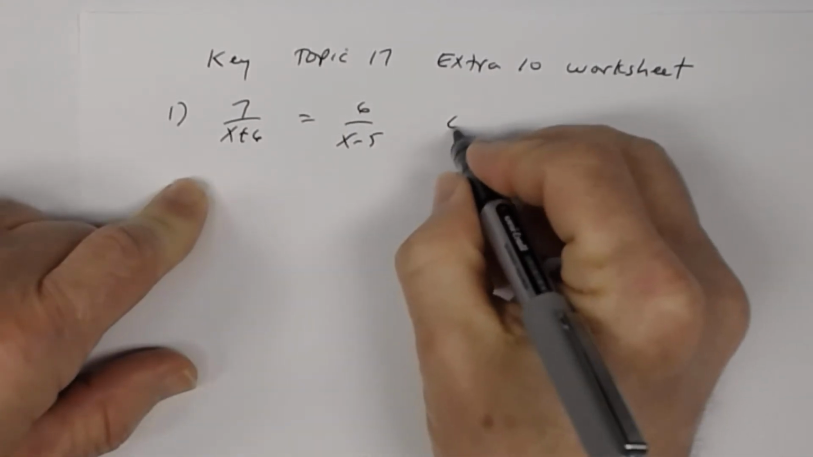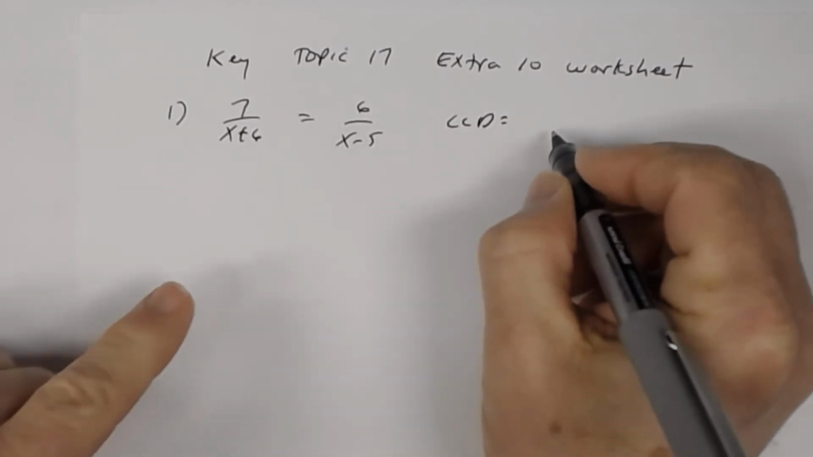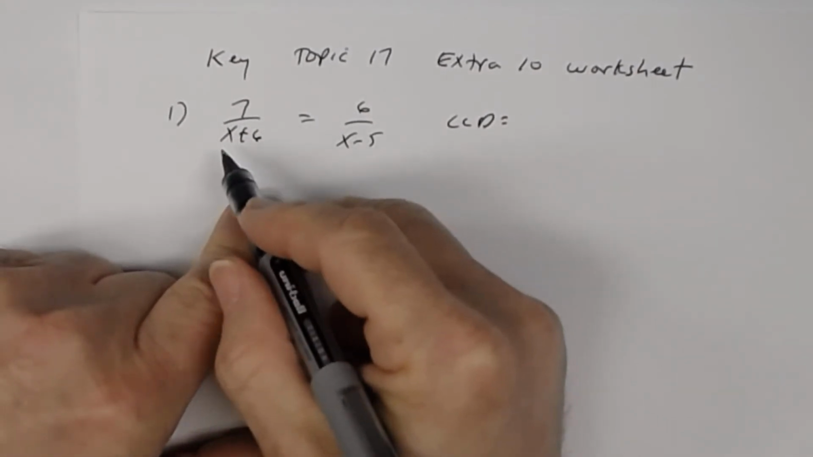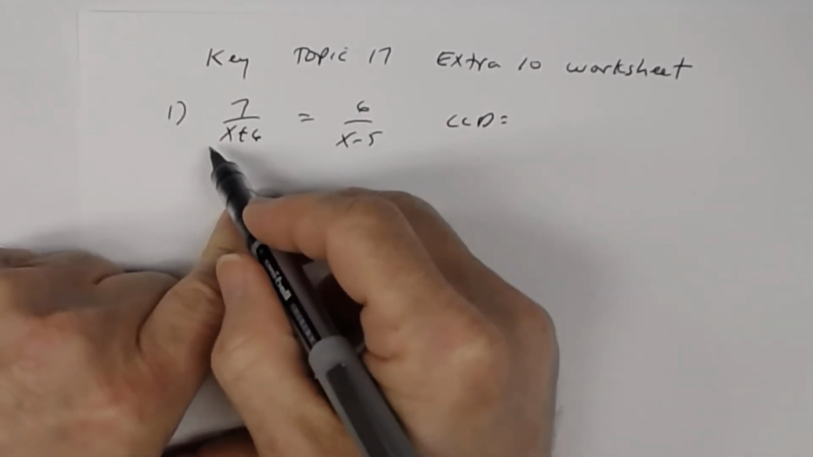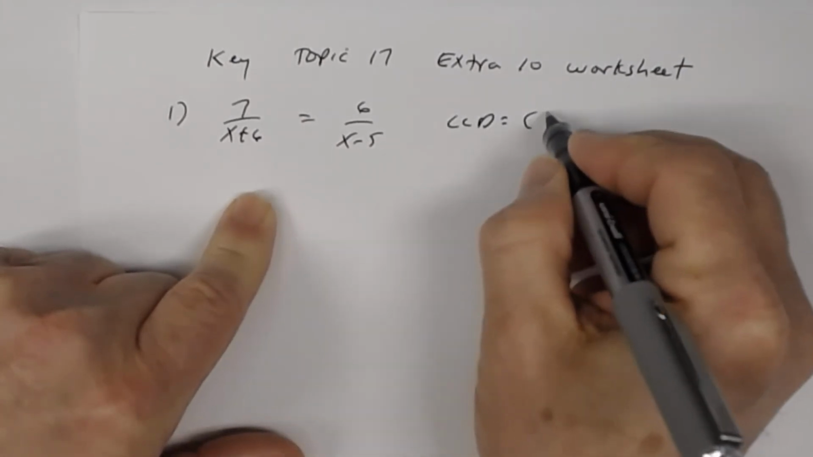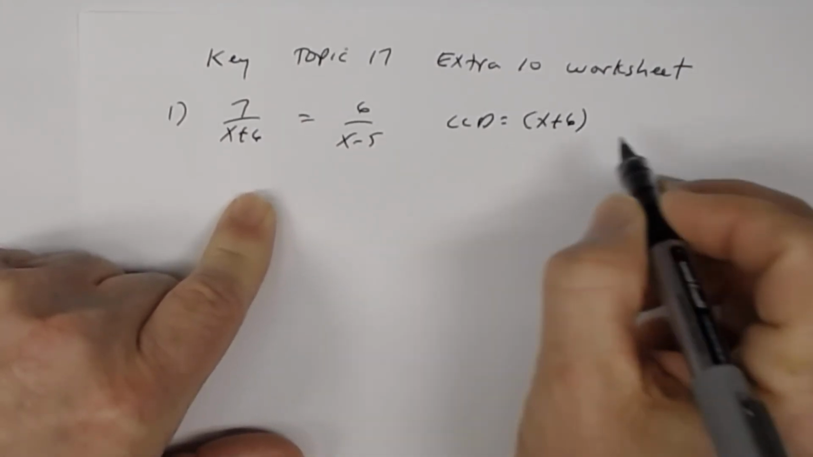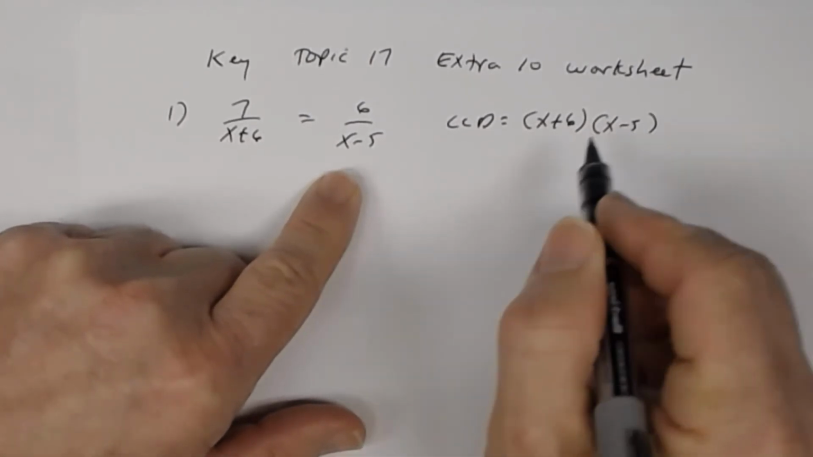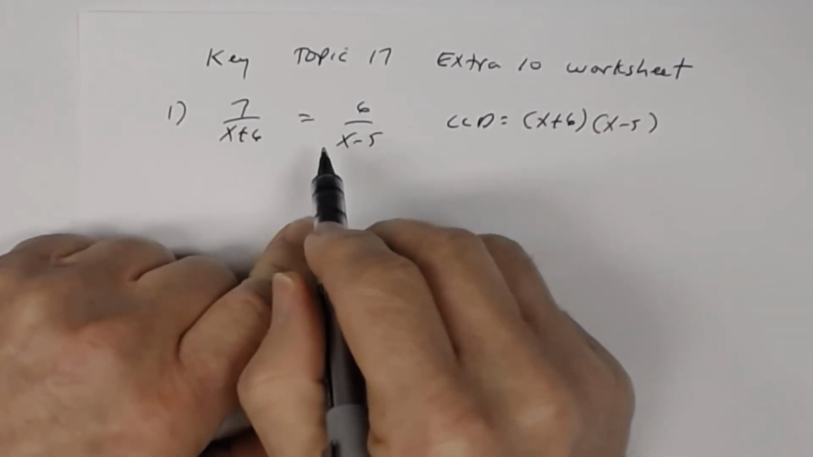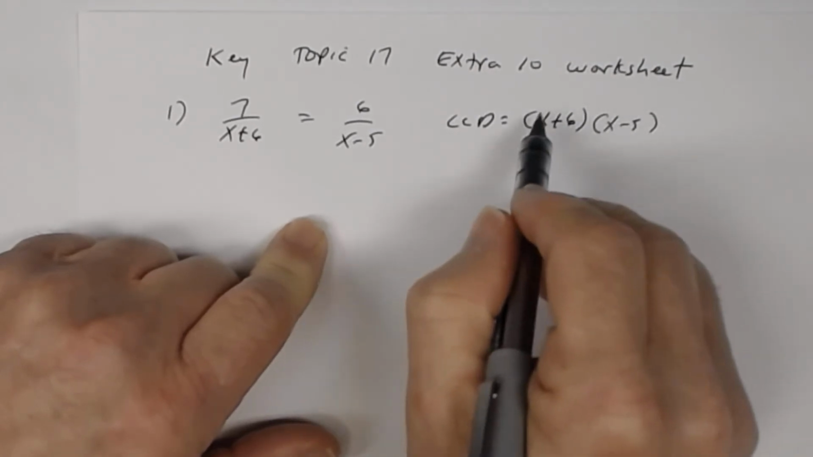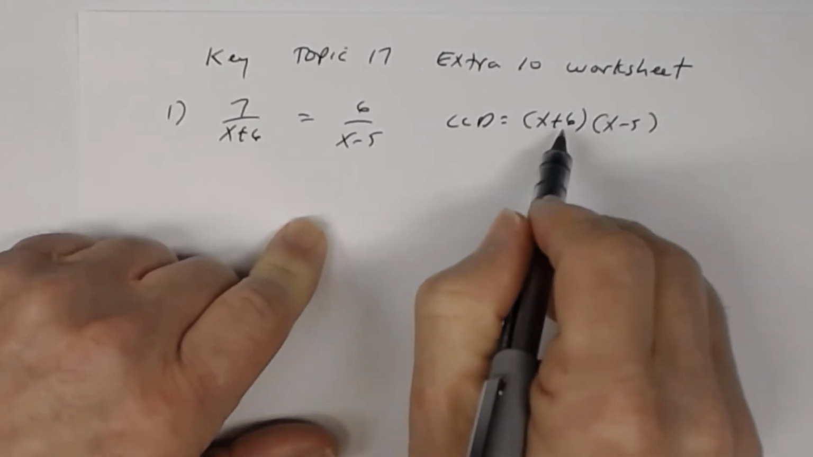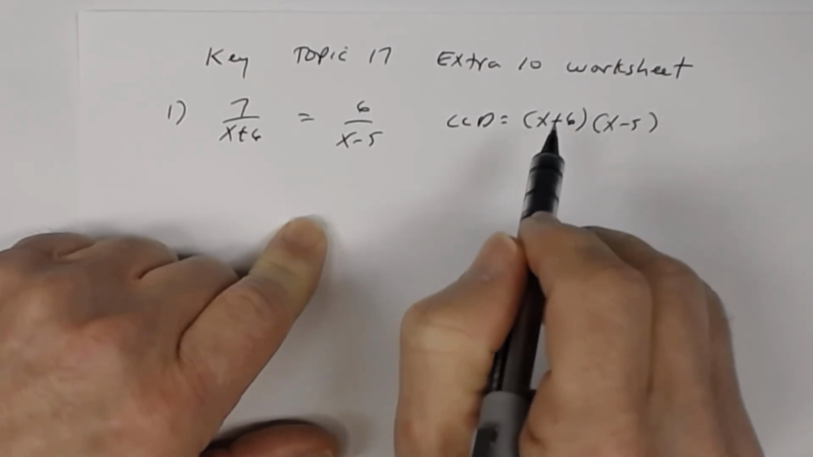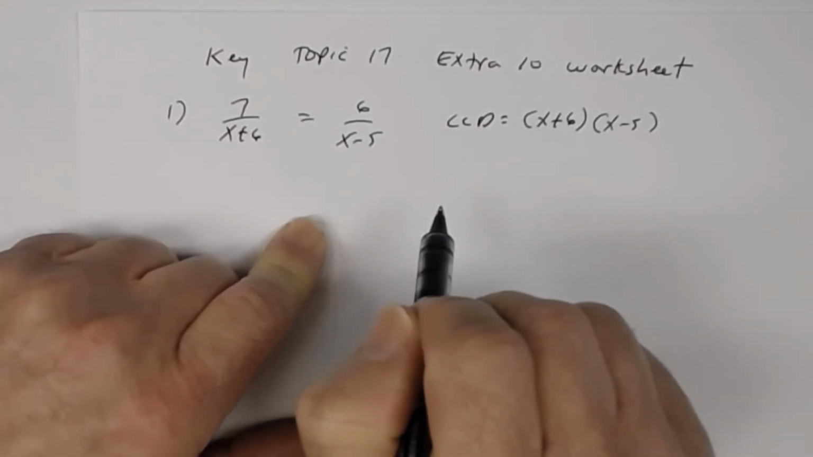Okay, so let's talk about the LCD. Your LCD must include every factor you see. I see an x plus 6, I must use it. Notice I have parentheses here. I see an x minus 5, I must use it. So your LCD is the product of these two factors, x plus 6, x minus 5. Now make sure you leave it in factored form.